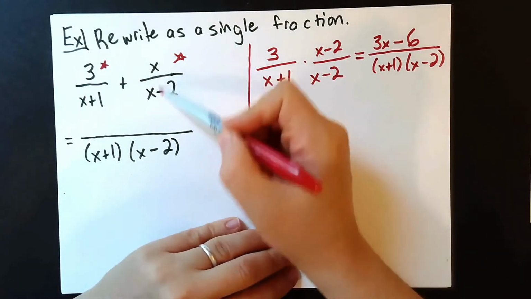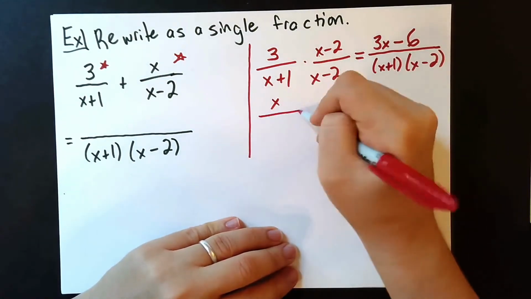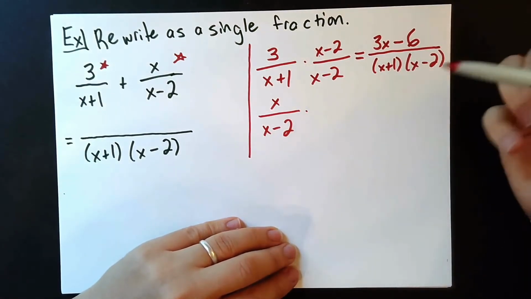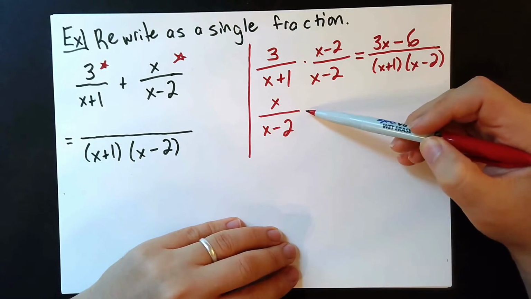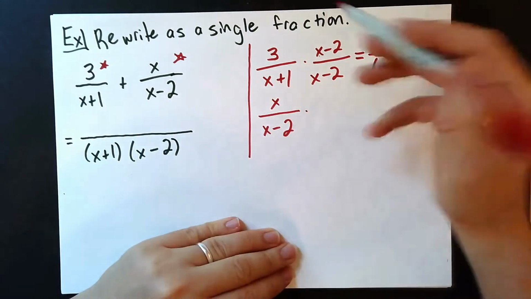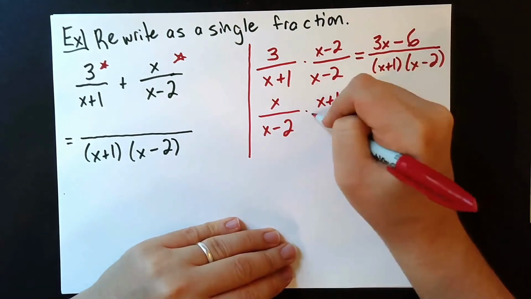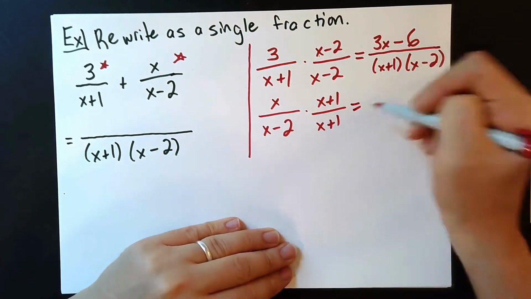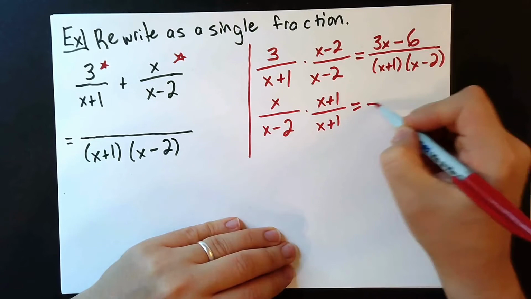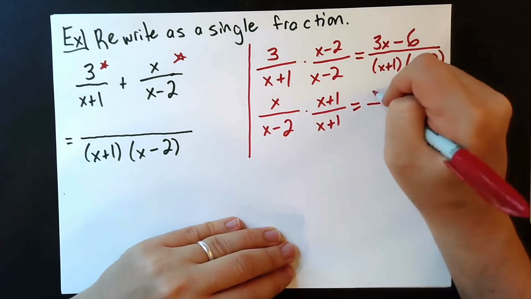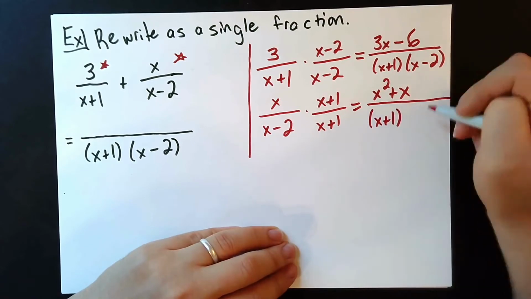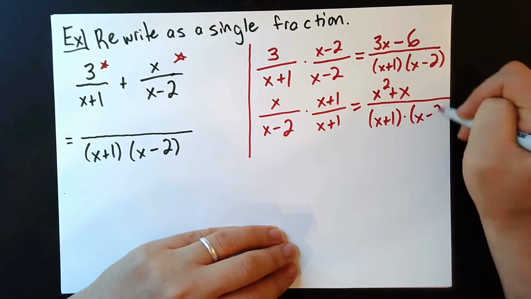If I do the same thing for x divided by x minus 2, I want to multiply it by 1 again, but the way I'm going to multiply this by 1 is now by multiplying it by x plus 1 divided by x plus 1. And so I will get x times x plus 1 here in the numerator, which will be x squared plus x. And my denominator here is going to be x plus 1 times x minus 2.